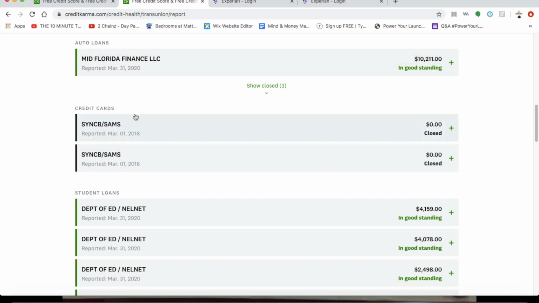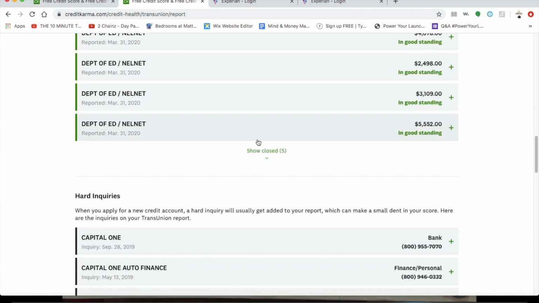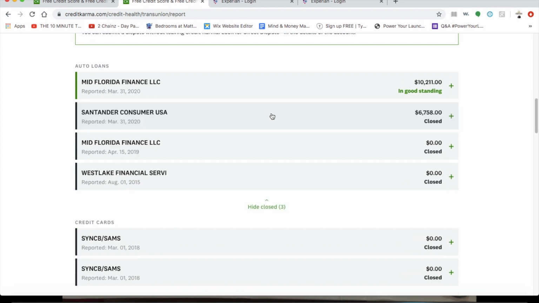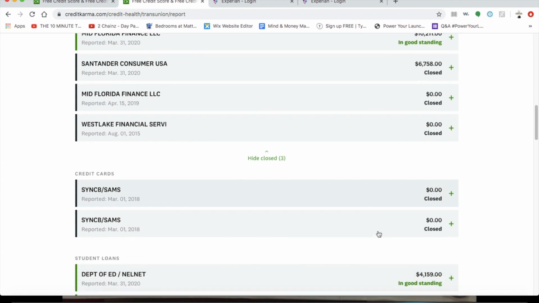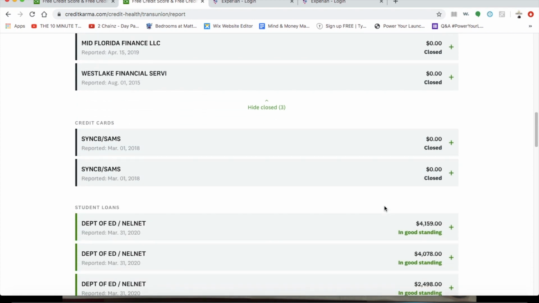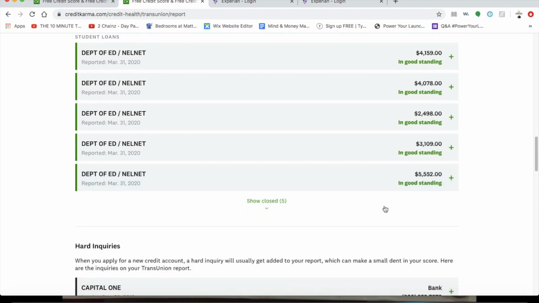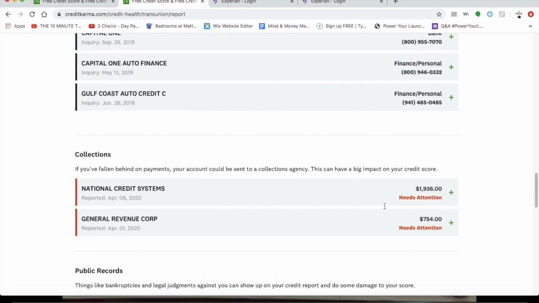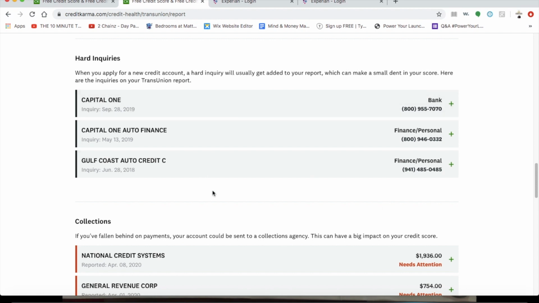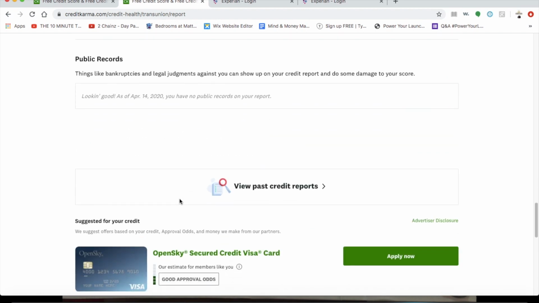So you can go here, you can see your auto loan, you can see your credit cards, you can see student loans. It does show you opened and closed accounts, whether or not they're in good standing, if they're at zero closed, or if they still have a balance. Typically, if you see that you still have a balance and it's not within collections, you want to go ahead and start working on getting those things paid off. It's extremely important because you would rather work it out with the company before it goes to actual collections. Okay? And then of course, as you scroll down, you can see hard inquiries and you can see collections and public records.